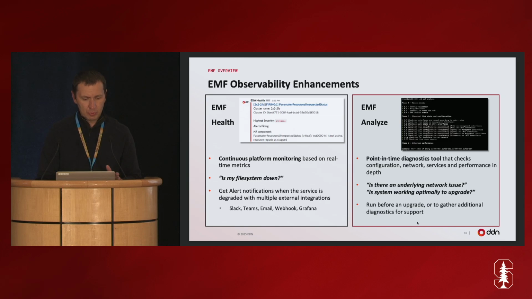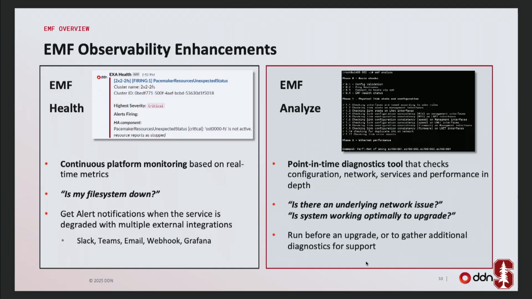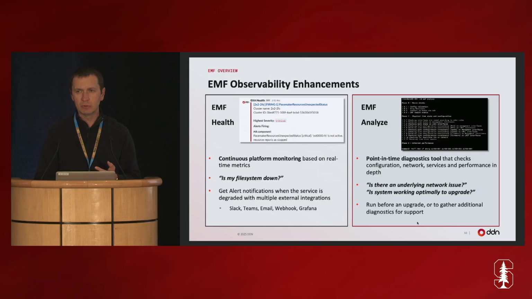There are a couple of components that exist in EMF observability today. On one hand, the continuous monitoring solution based on EMF health. That's basically based on real-time metrics. The key question is, what's going on with my system? Is my system down? You can get the alerts through a variety of channels. Slack, Teams, email, webhook, Grafana are supported today, but additional channels, PagerDuty, whatnot, can be added basically within a day or two. It's really easy to develop.